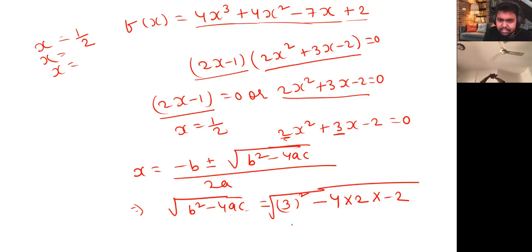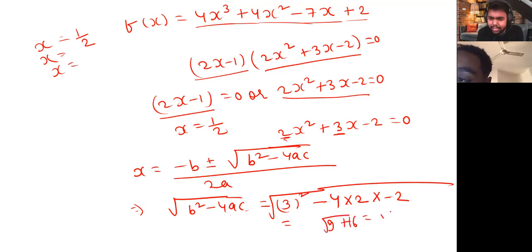Yes. 3 square would be 9. And see here, minus and minus will make plus. Try to understand. Here plus, so 8 times 2 is 16, and 16 plus 9 is 25. Root over will make root 25, and root 25 is equal to 5. So this whole value is 5 for me.